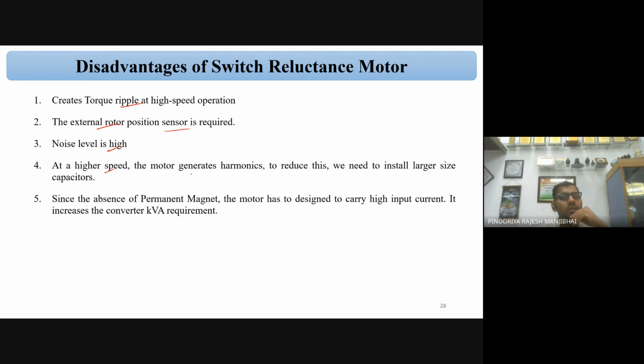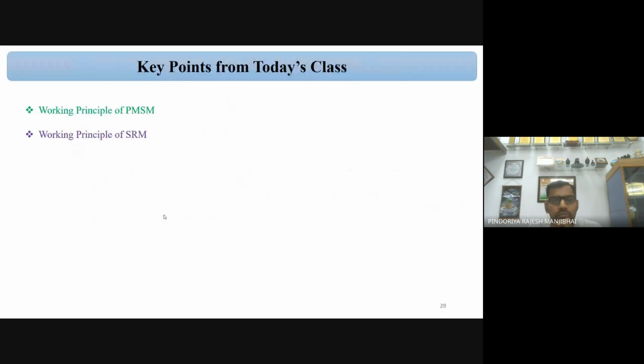At higher speed, the motor generates harmonics. To reduce this, we need to install a large capacitor. So suppose you want to reduce the losses and everything, we have to install a large capacitor bank. Since there is an absence of permanent magnet, the motor is designed to carry high input current. It increases the converter kVA requirement. Suppose you want to design a big size motor, then a big size converter is also required. Okay, so these are the disadvantages of the switched reluctance motor.